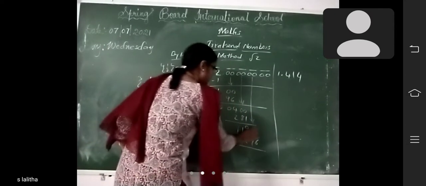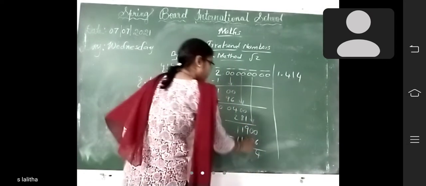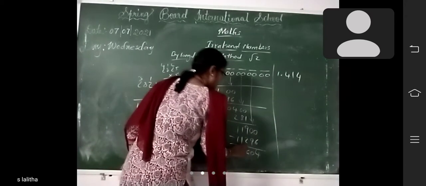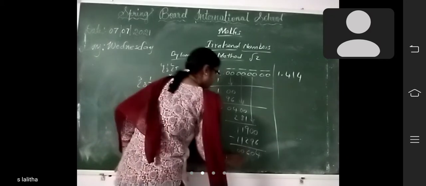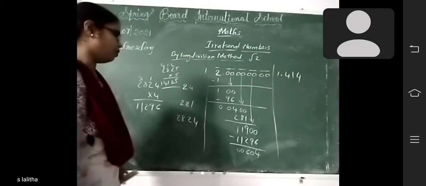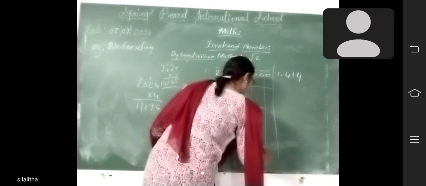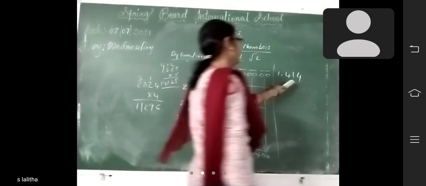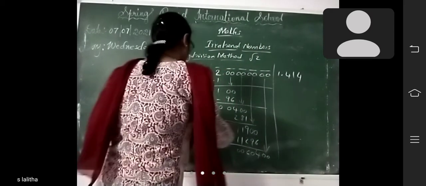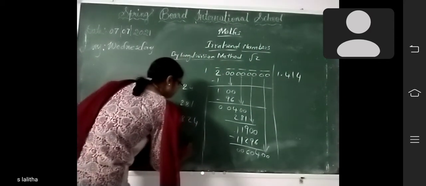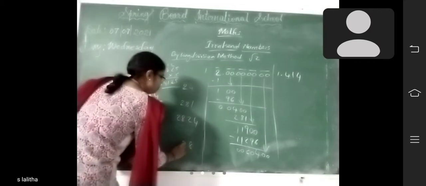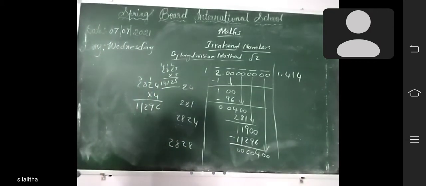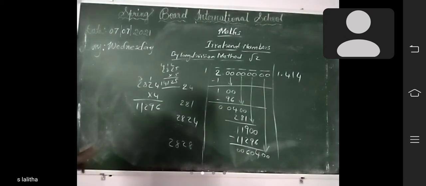11,296. Subtract: 10 minus 6 is 4, 9 minus 9 is 0, 8 minus 2 is 6. So 604. Again bring down two zeros. Now what should you do here? Again double this number. 2 fours 8, 2 ones 2, 2 fours 8, 2 ones 2. And next, what is that next number?